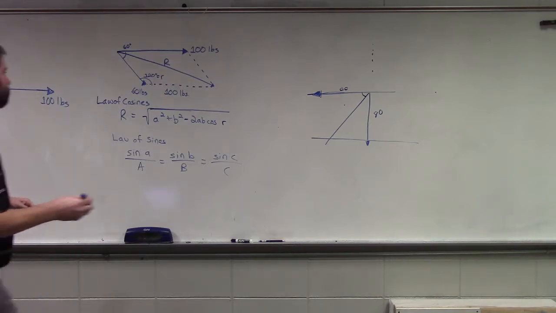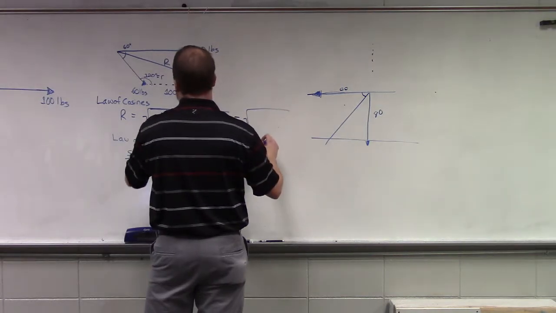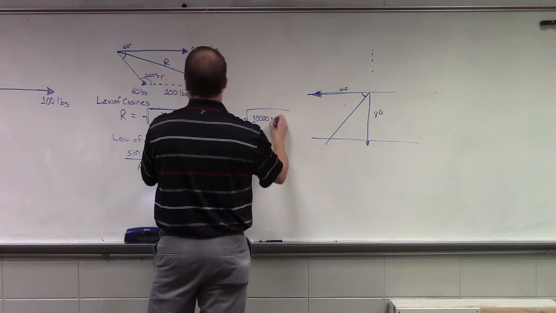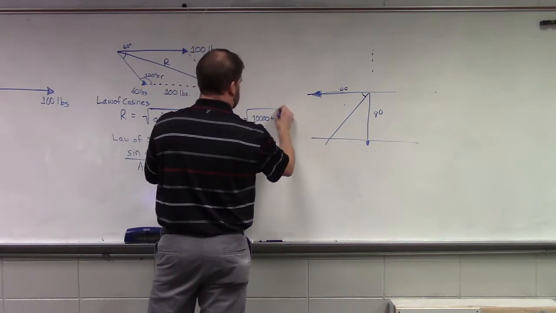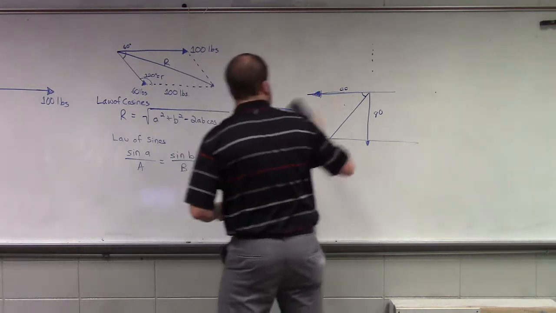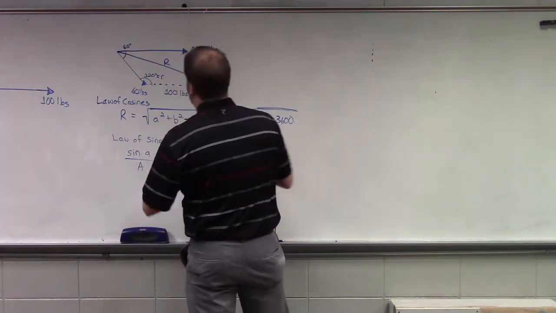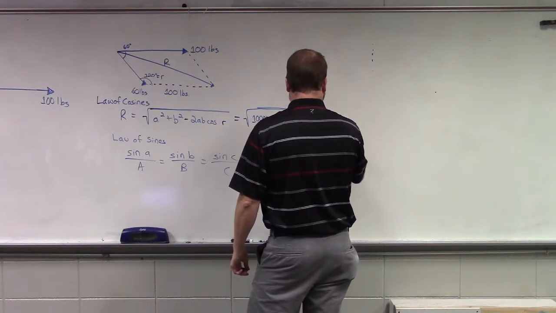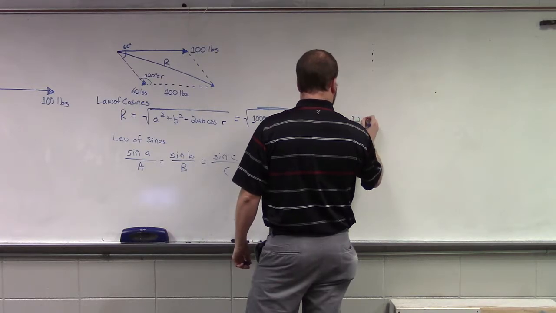What'd you get? So you've got the square root of 100, so you have 10,000, plus you have the square root of 60, so you have 3,600. So that's 6,000, and you're minusing it by the quantity of 12,000 and cosine of 120.